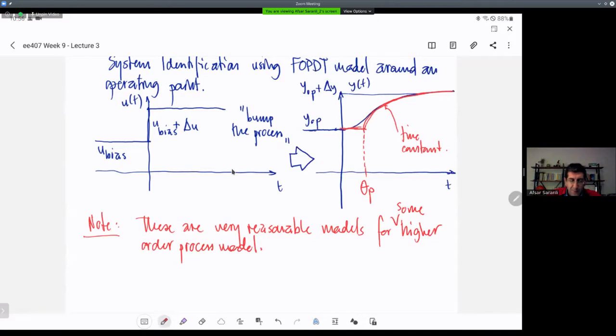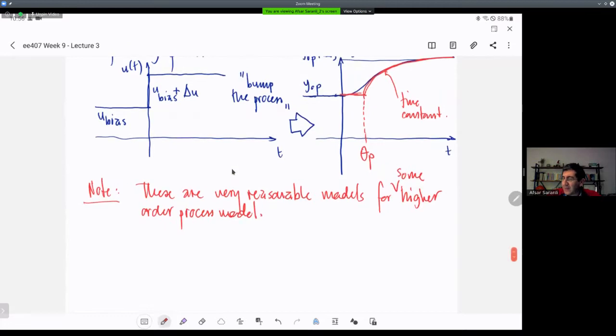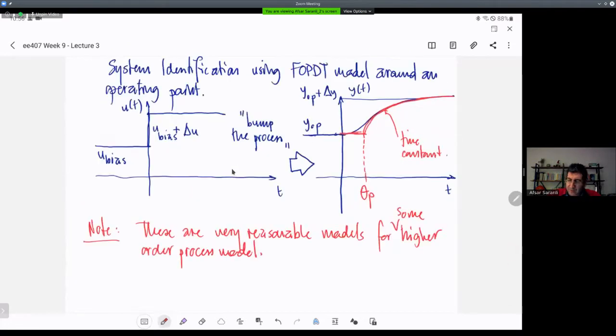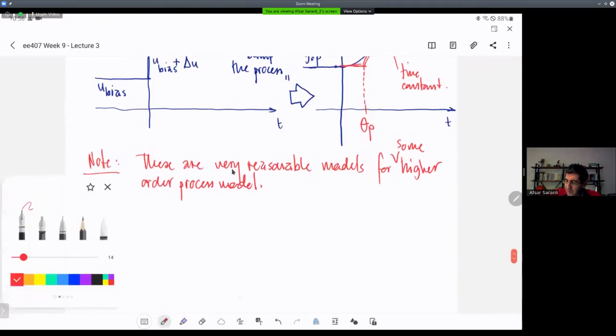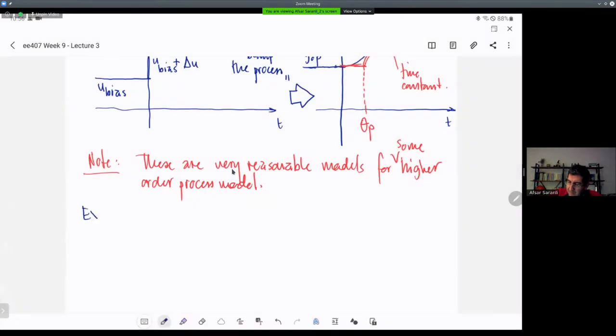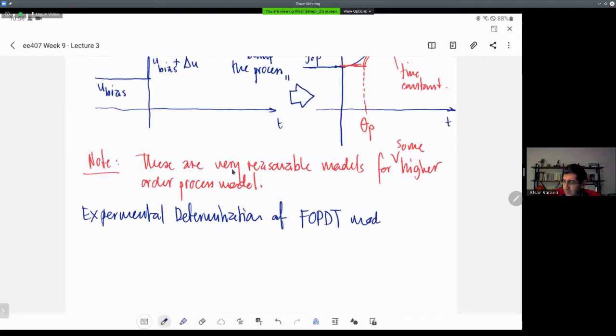Okay, that's the popularity of the FOPDT model. Okay, so how do we find the time delay and the time constant and the process gain? Okay, so let's call this experimental determination of FOPDT model. Okay.